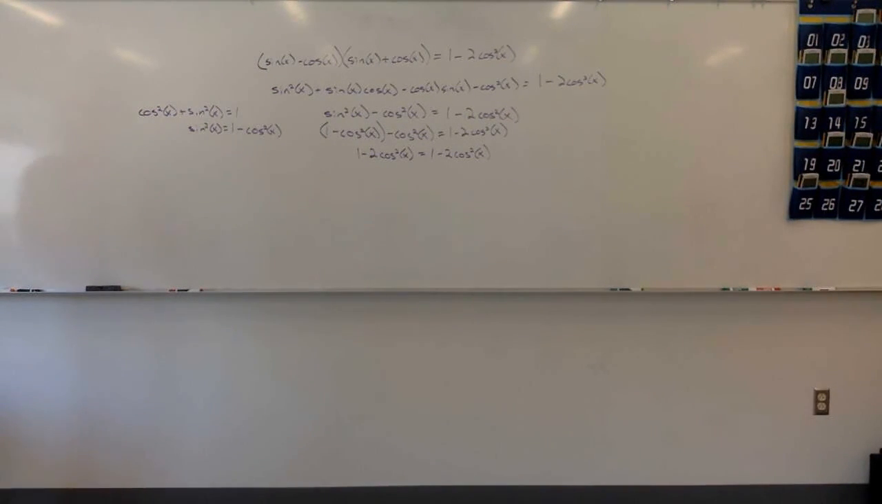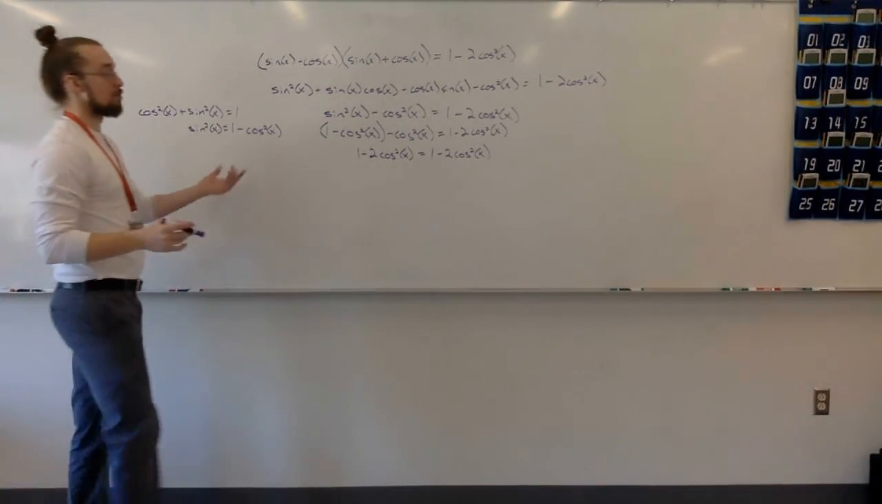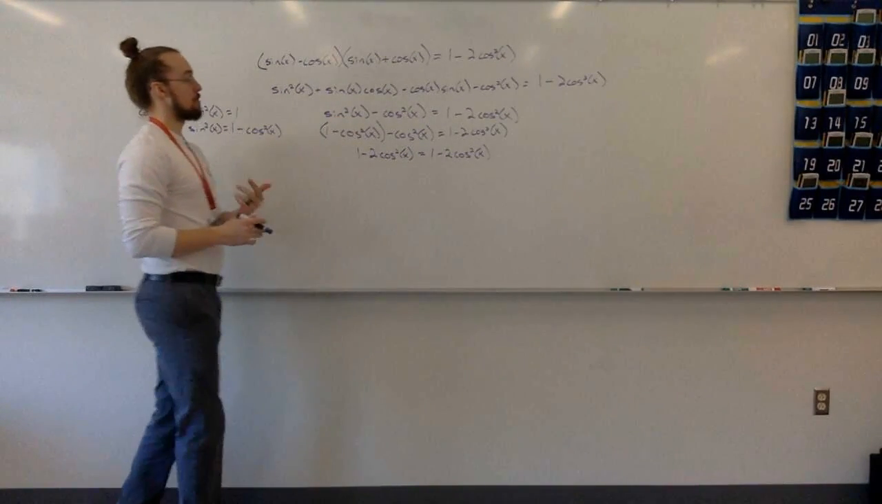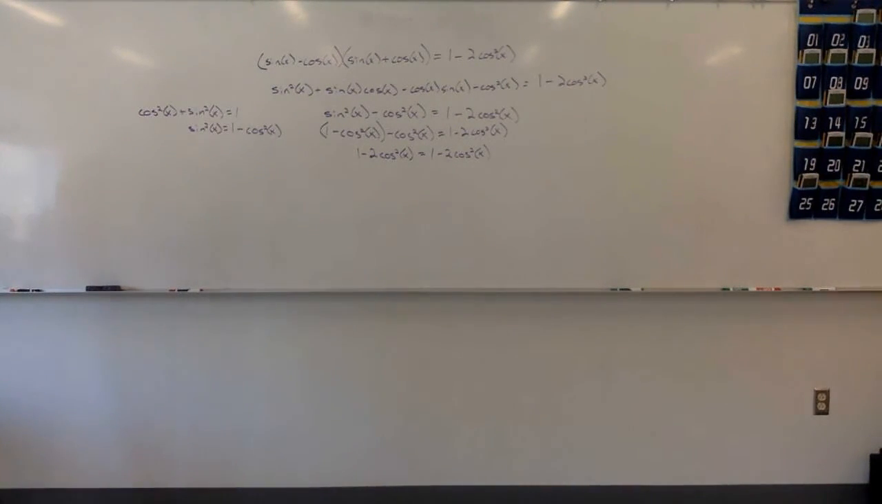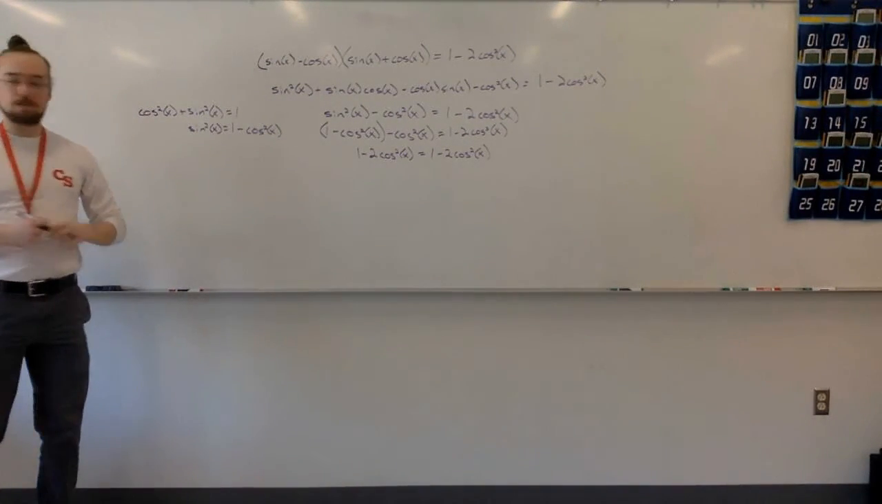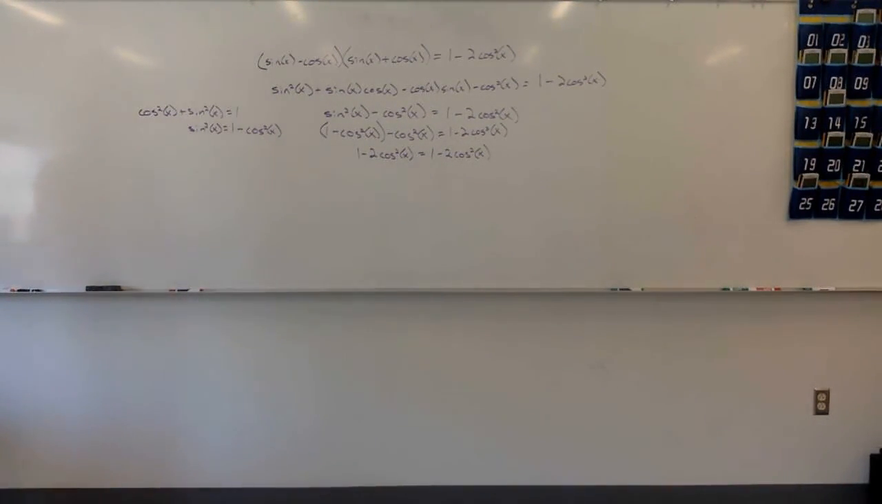Right, so these problems are all just about using our identities, trying. You may have to try different things, right? If you don't recognize that you could rewrite sine squared as 1 minus cosine squared, you might have to try something else, okay? Just using the identities, replacing different pieces with what we know to be equal.